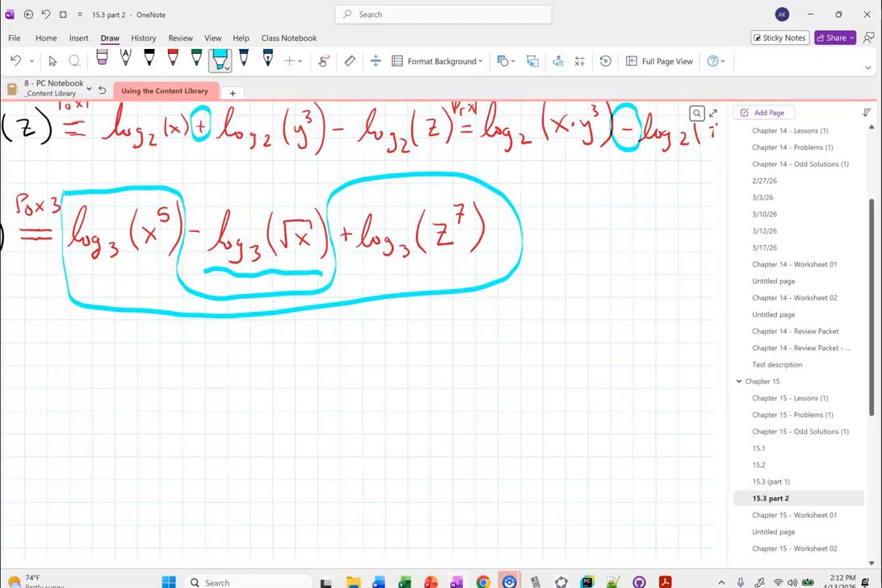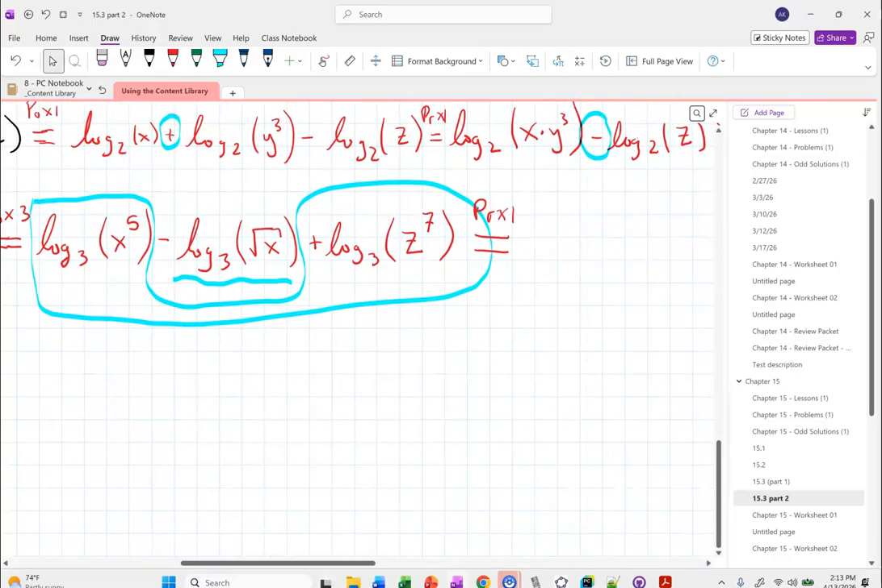Notice that because I'm talking about addition, does it matter where I write that plus log base 3 of z to the 7th? No, right? I could write it right next to the log base 3 of x to the 5th, which is the way I'm going to think about it. So again, very common mistake if it hasn't been pointed out to you. Should you expect to see this trick on a test? Yes, right? I should expect it.